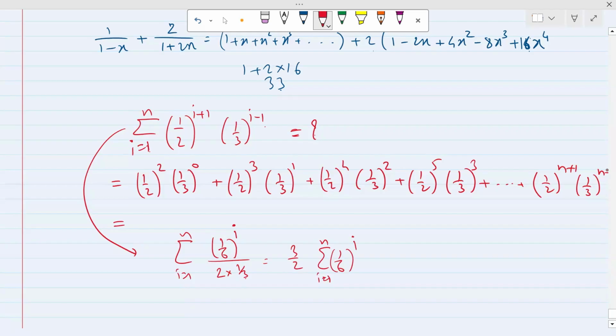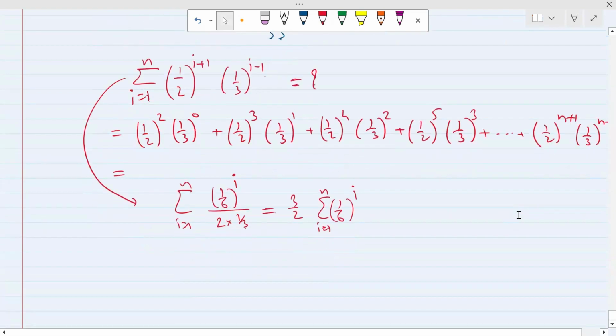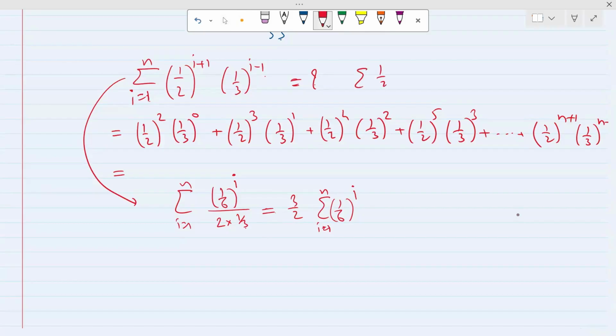Is this limit equal to taking separate products and multiplying the limit? Like, can you write summation i equal to 1 to n, 1 by 2 the whole raised to i, into summation i equal to 1 to n, 1 by 3 raised to i? No, but the product of two absolutely convergent series will converge, if summation an is convergent and summation bn is also convergent. In fact, here it is not a series, here it is a finite sum.